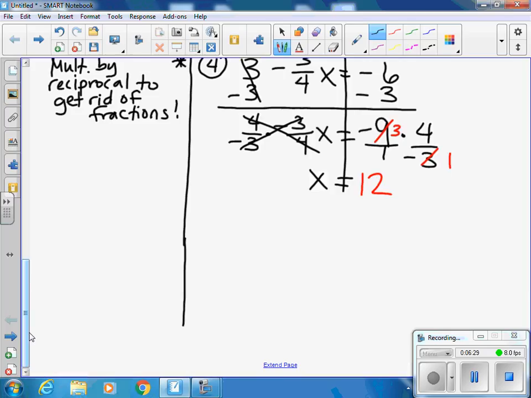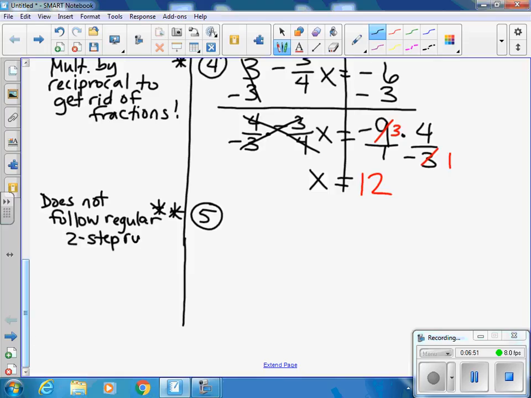All right, for the next one that we want to do, it's a special one, so give it 2 stars on the left-hand side. Right? And the reason I'm telling you that it's special is because it does not follow regular two-step rules. And you'll see why as soon as I show it to you. All right, so here's what it looks like. H minus 6 divided by 7 equals negative 10.